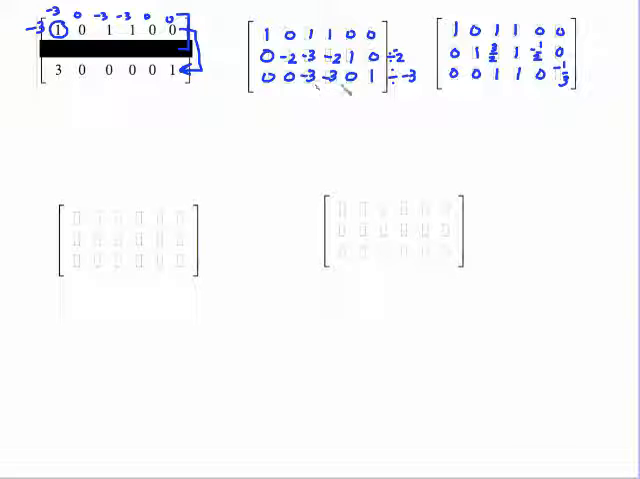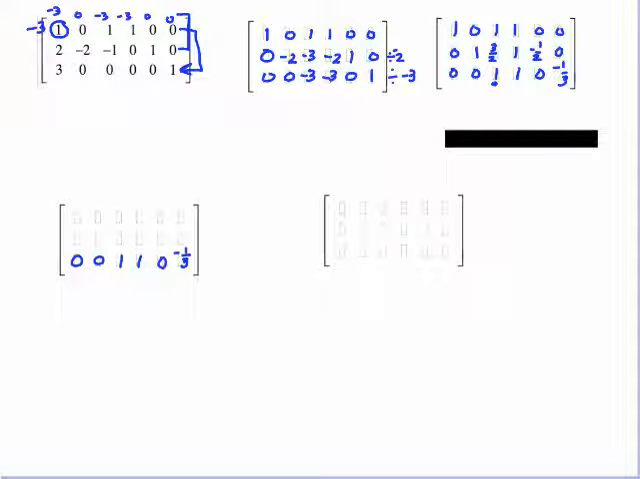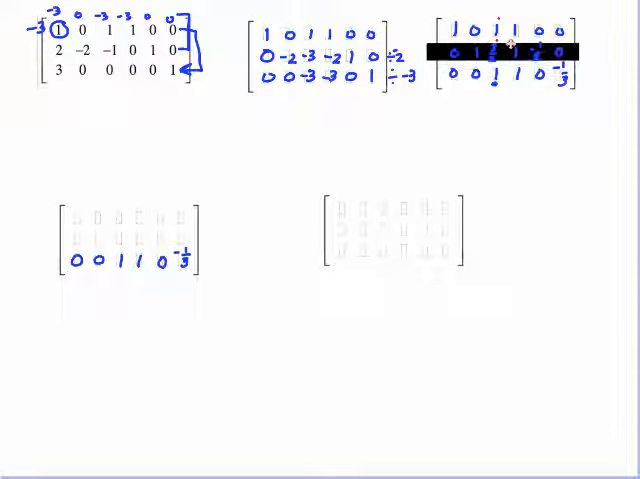Also, by doing my division by -3 right here, I created a 1 right there, which is the next place I need a 1. So I'm going to copy that row right here. So 0, 0, 1, 1, 0, -1/3. And then that's the row I'm going to use to eliminate these two. Let's start back on this matrix to see how I can get rid of this and this. So let's cover up this middle row and just deal with the first and the last row.